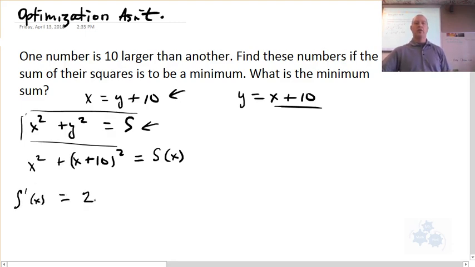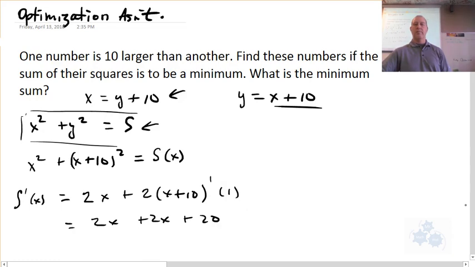So that's going to be equal to 2x plus, now you could expand this out if you want to first, or you just do chain rule. That's going to be 2 times x plus 10 to the power of 1 times 1. So this is going to be 2x plus 2x plus 20, right? So that's going to be 4x plus 20. So that's what your derivative equals.